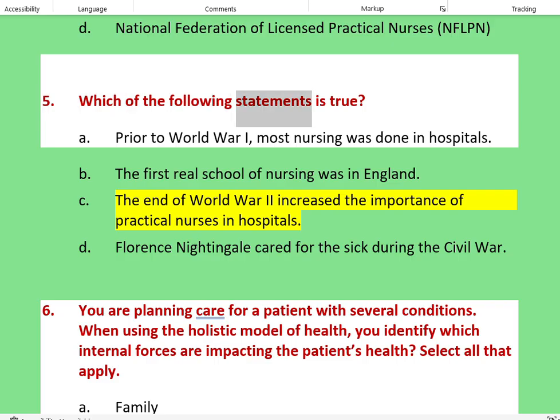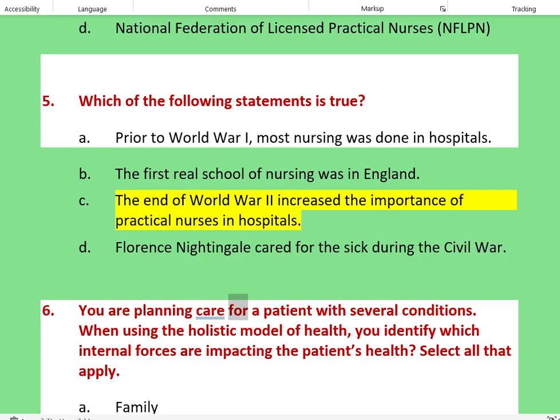5. Which of the following statements is true? Prior to World War I, most nursing was done in hospitals. The first real school of nursing was in England. The end of World War II increased the importance of practical nurses in hospitals. Florence Nightingale cared for the sick during the Civil War.